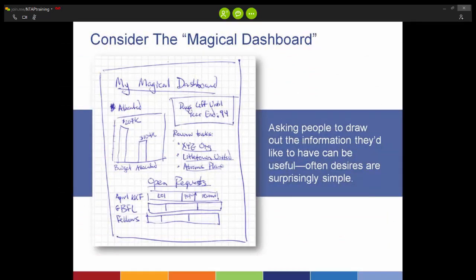So back in a former life, I actually did a fair amount of reporting design. And something that worked really well for me was what I would call the magical dashboard, very useful for a non-technical audience. So basically saying, all right, imagine every week or month or whatever time frame you're using, there was a piece of paper slipped under your door. What information would be on that piece of paper, with basically no limitation in terms of what's feasible? Just any magical information can show up on this piece of paper.